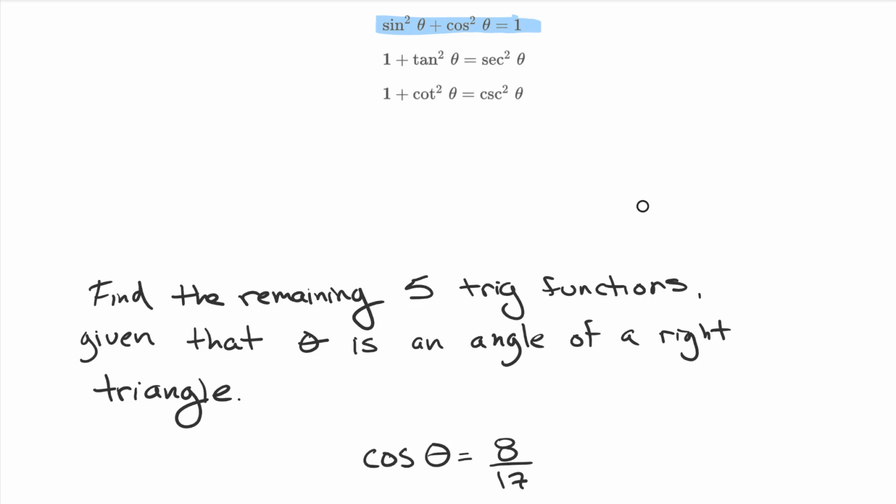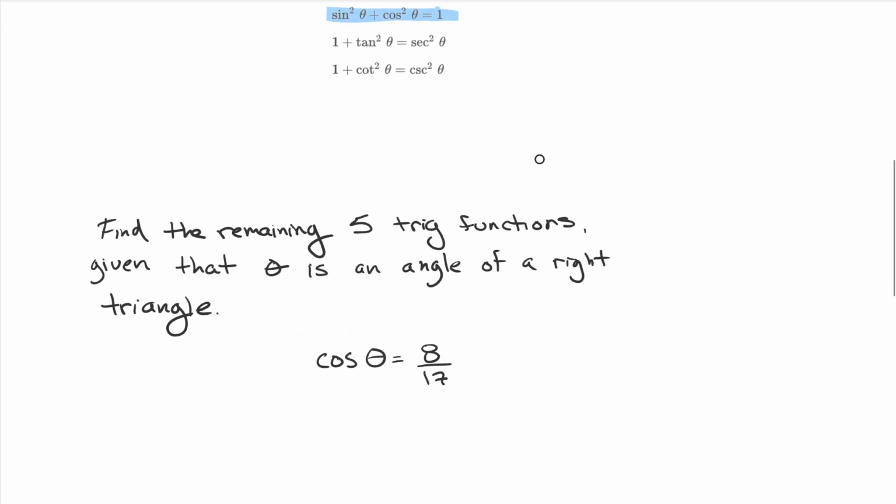Now we could use our identities, or we can make a triangle. And I'm always a fan of making a triangle, because this question is asking us to find the remaining 5 trig functions, given that theta is an angle of a right triangle.